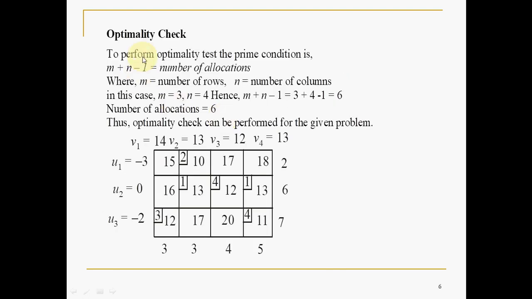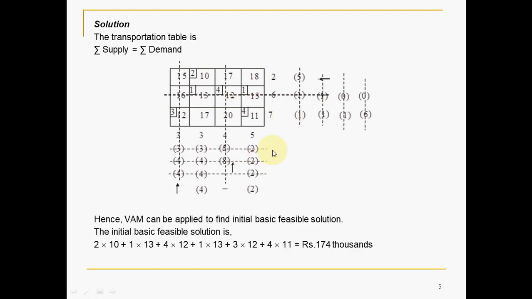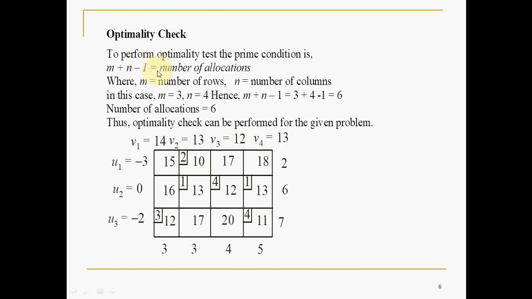To go for the second stage, that is the optimality check, you have a prime condition. What is it? The prime condition is m plus n minus 1 should be equal to the number of allocations. If not, that will become a special case. That is why the objectives include understanding the special cases also. Here also, if sigma supply is not equal to sigma demand, that will become a special case that we will address and discuss. Here also, if m plus n minus 1 is not equal to the number of allocations, that becomes a special case. With some additional concepts we can handle that special case.